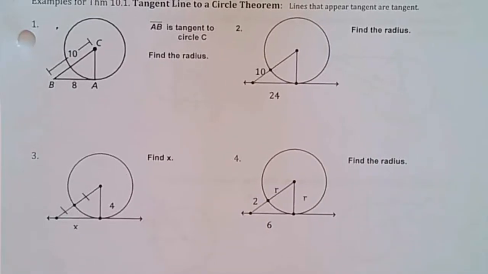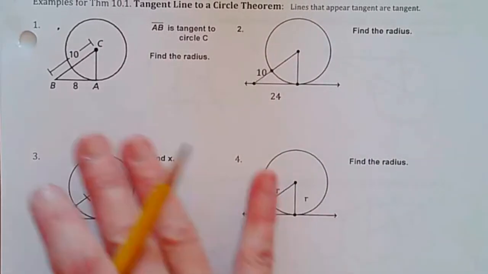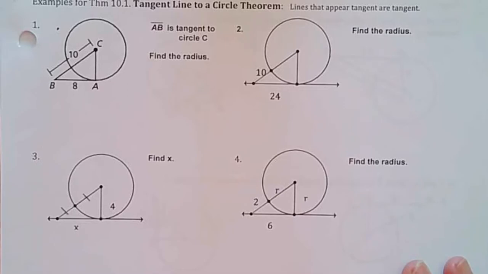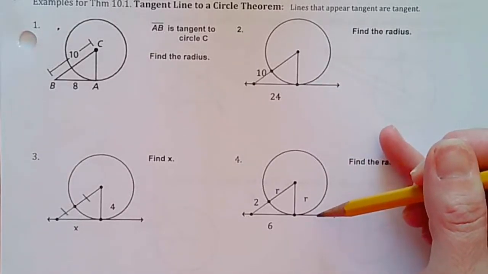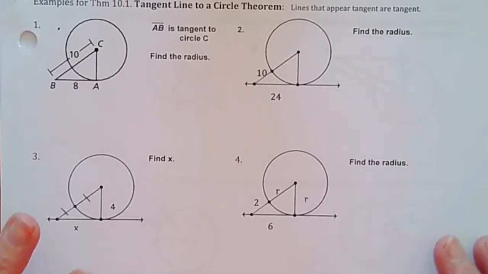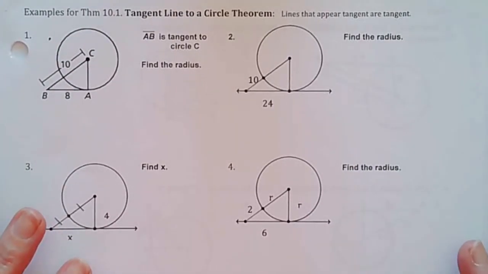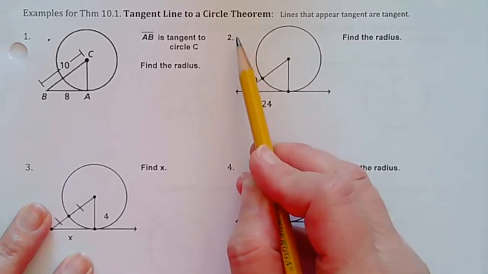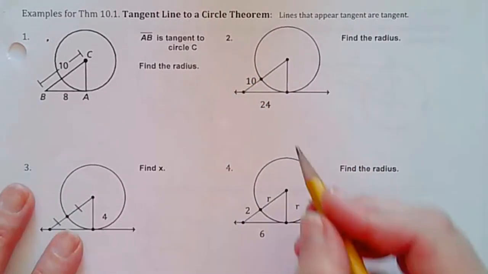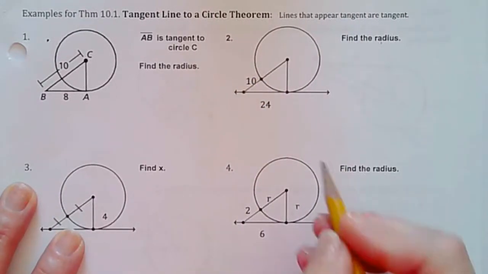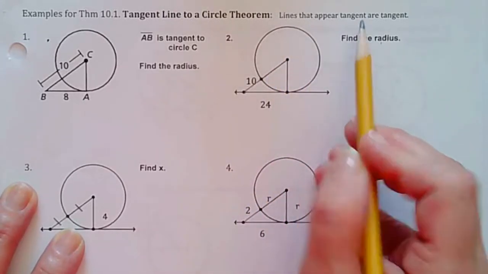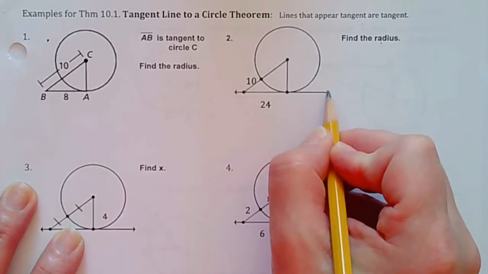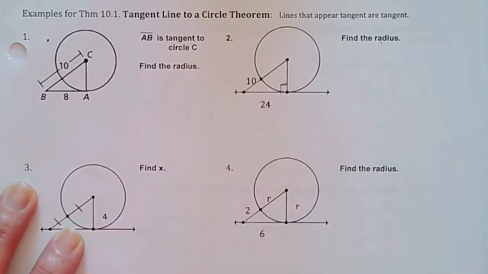So if we look at these four examples, all of them more or less are the same, but examples 2 and 4 might have a little extra difficulty level to them. So I think I'll do number 2. Here we want to find the radius. Notice that lines that appear tangent are tangent. Well, this one looks tangent, so let's go ahead and make that perpendicular.